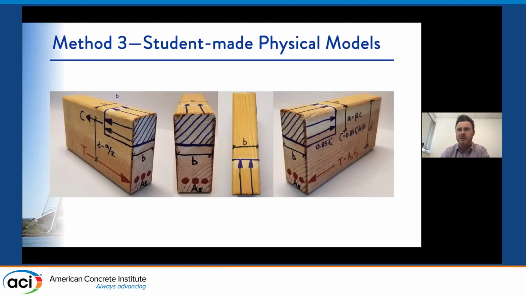And so really it's kind of a personal preference in the way that you want to do that. So you can see the different views here of the 2x4. You've still got the resultant compressive force, the resultant tensile force, your moment arms, and everything's still labeled.